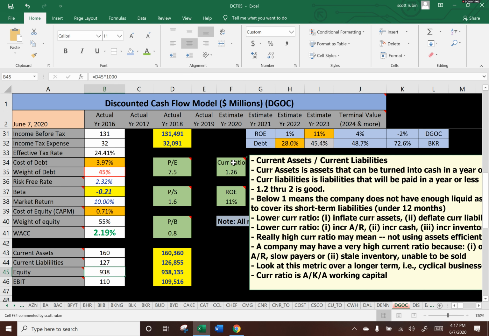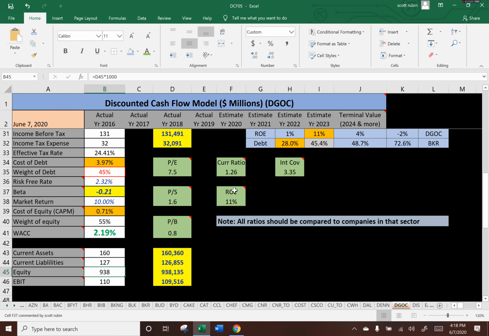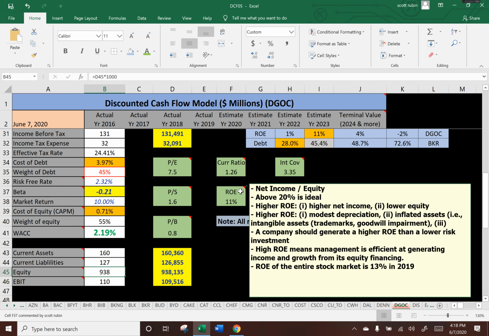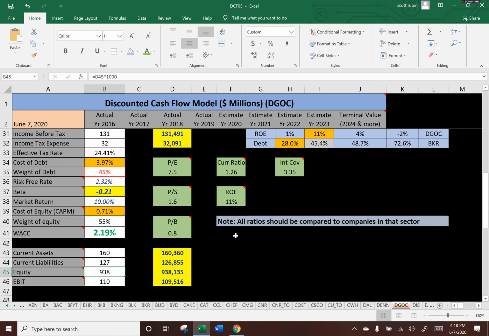Current ratio is your short-term liquidity. It's your current assets over current liabilities. And it's essential you have over 1, because if you don't have a current ratio over 1, you won't be able to fund your day-to-day operations this year, and you'd have to take on more debt. And return on equity is net income over equity. That's the return the company provides to its equity holders. I like to see above 20%. This is a newer company, so maybe it will grow.